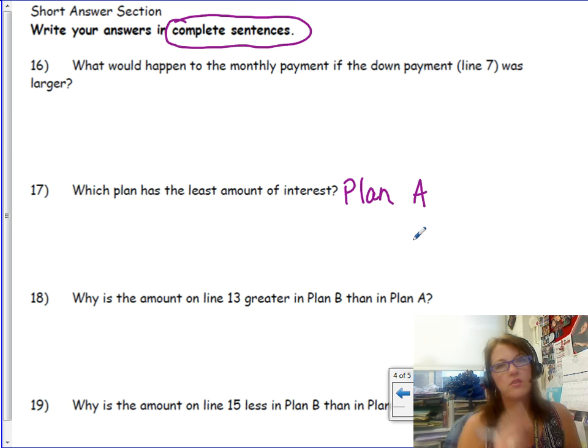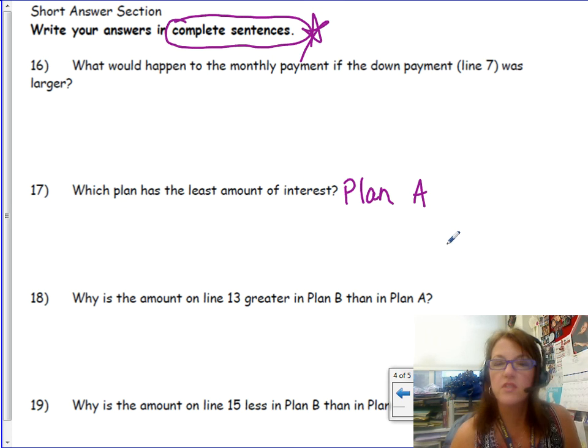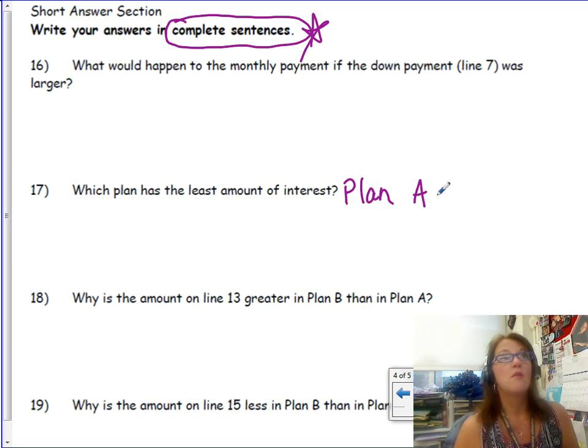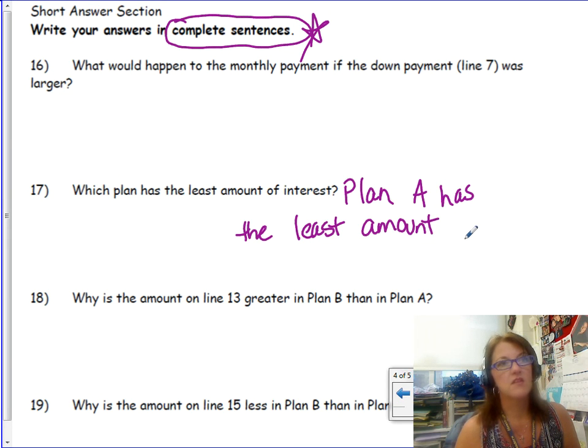Okay, but you're going to lose a point on here because you did not write a complete sentence. If I just walked up and said plan A, that's not a complete sentence. You need to stop and listen to yourself and think about it. Which plan has the least amount of interest? Kind of restate the question. Plan A has the least amount of interest. Okay, capital letter, period at the end. Spell correctly, please, because the words are right here. You've got the guide right there.